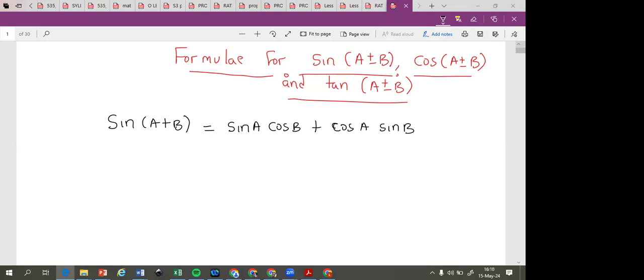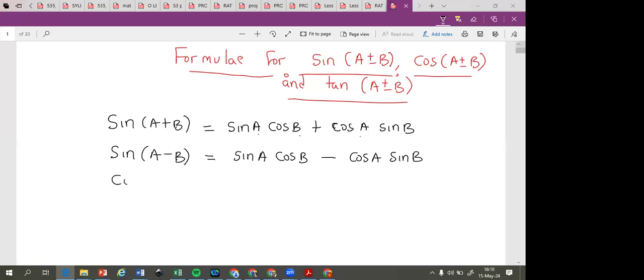When you expand sine with two angles, you always have sine of A cos of B, cos of A sine of B. Another one you need to know is that when you have sine and you are subtracting two angles and you expand it, what do you get? You'll have sine of A cos of B minus cos of A sine of B.